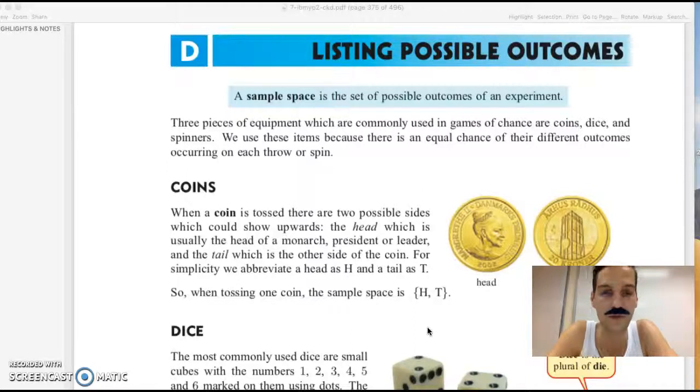What we're going to do in this lesson is talk about something called sample space. If you read at the top here, if you follow my mouse cursor, you should see a sample space is a set of possible outcomes of an experiment. So we're literally just listing the outcomes that can happen, all of them. Depending on how complex the experiment is, in other words, the amount of variables or things that could happen, you're going to have a different amount of outcomes.